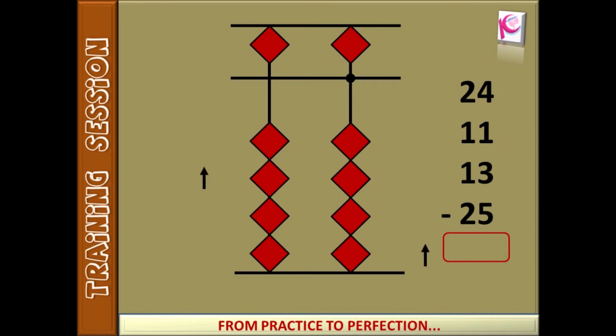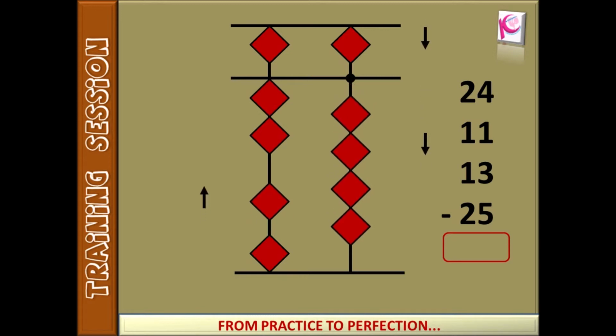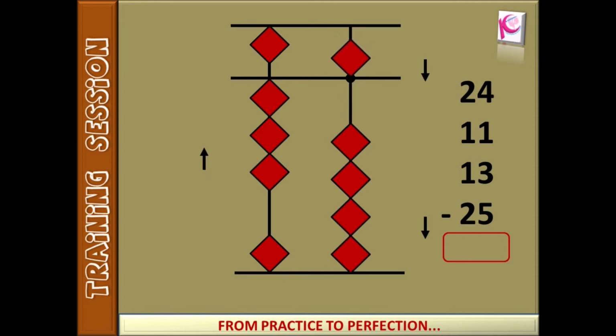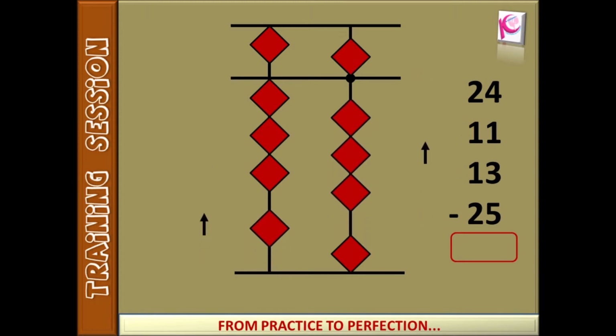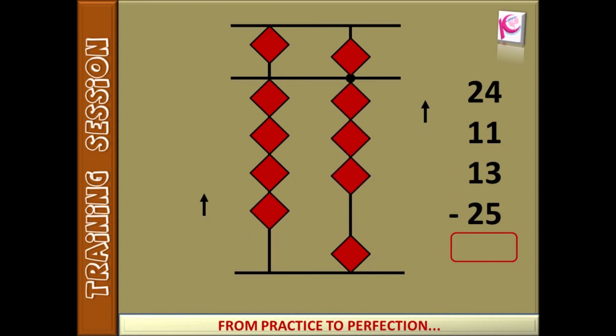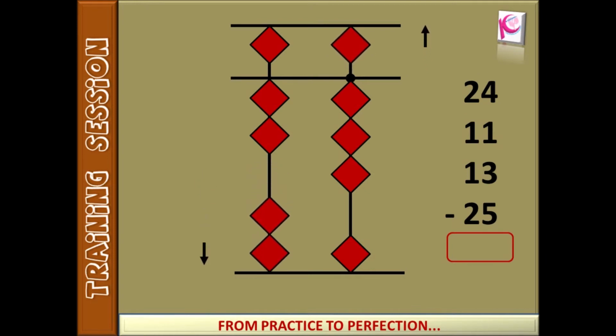24. Now 11. 1 on the 10 rod, 1 on the unit rod. On the 10 rod, 1 is direct, no problem. But on the unit rod, we will use small friend. Now 113. Less 25. We have the answer 23.